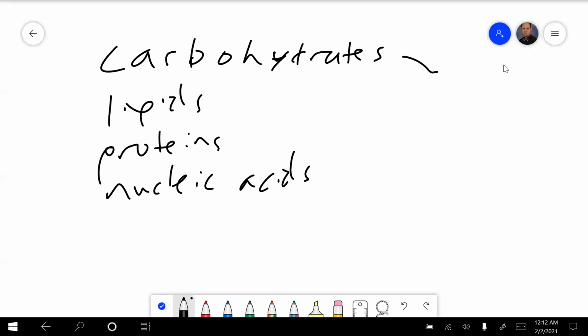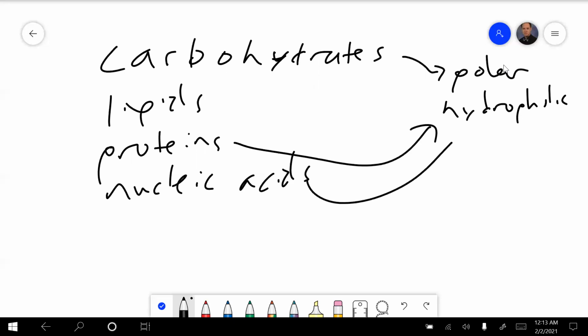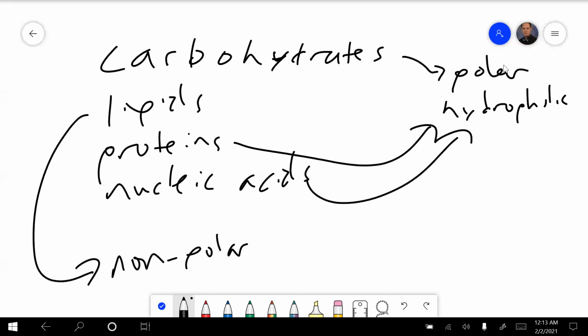Along with that, you do need to know that carbohydrates are polar molecules, which makes them hydrophilic, as are proteins and nucleic acids. Lipids are nonpolar and hydrophobic. That's important. Why? Because it comes up later when we talk about the cell membrane and how things cross back and forth across the cell membrane through different types of transport.